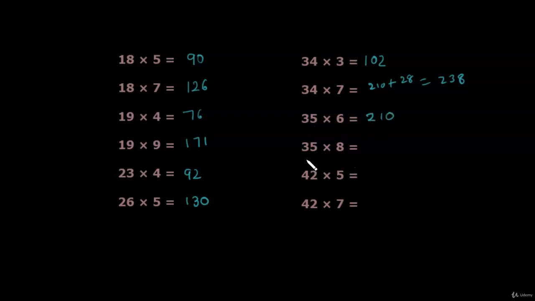8 times 3 is 24, but the place value of this 3 is 30. So 8 times 30 is 240. And 8 times 5 is 40. So the answer becomes 280.